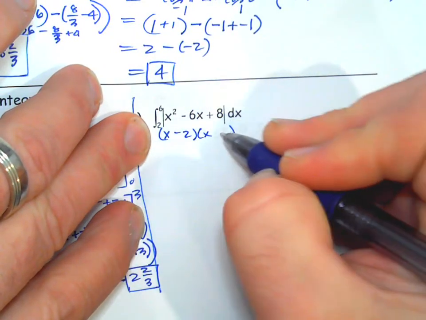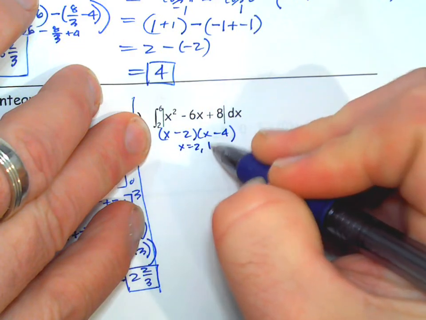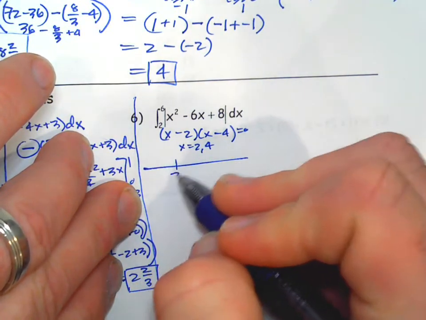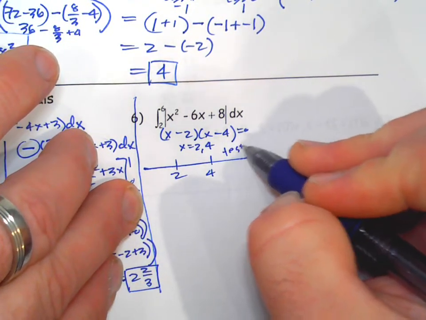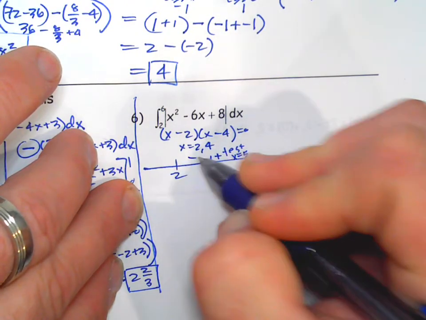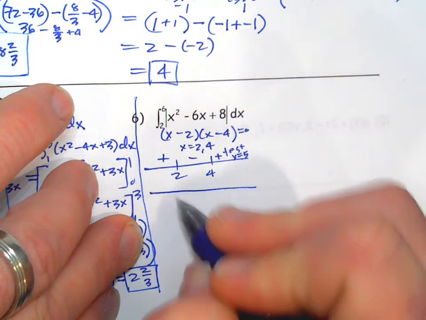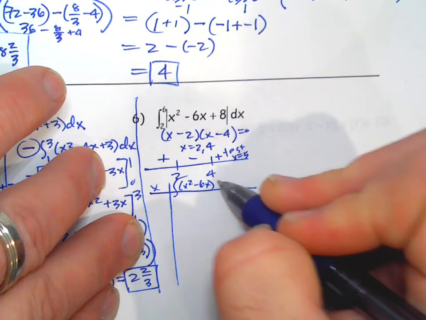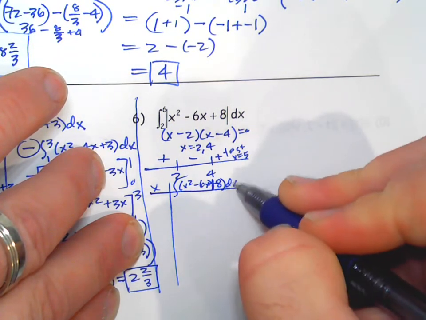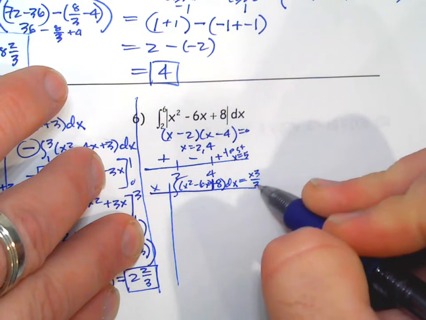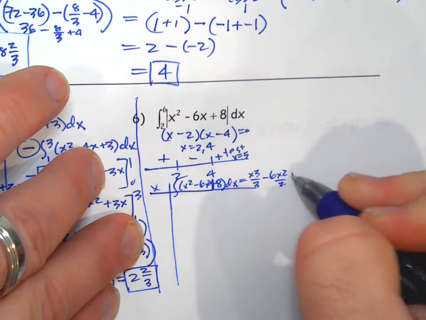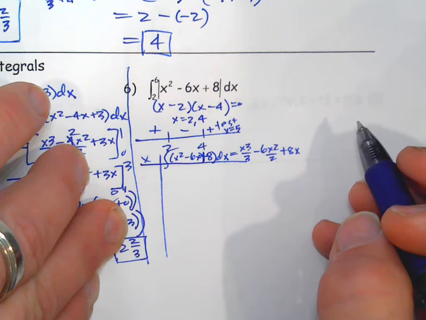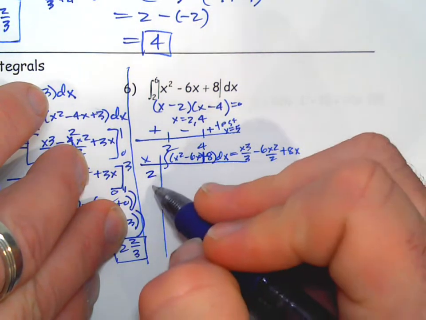So x minus 2, x minus 4, x equals 2, 4. And, you know, we could do a line check, 2 and 4. Test x equals 5, positive, negative, positive. So if we're going to do the table, we still got to integrate. We drop the absolute values, find the antiderivative. So that's going to be x cubed over 3 minus 6x squared over 2 plus 8x. We're going to put 2, 4, and 6 in here.